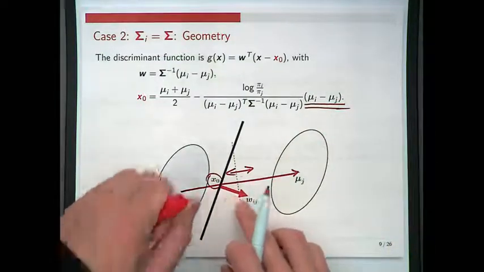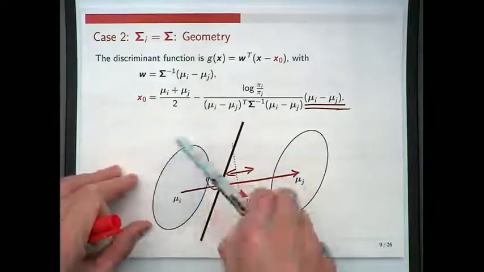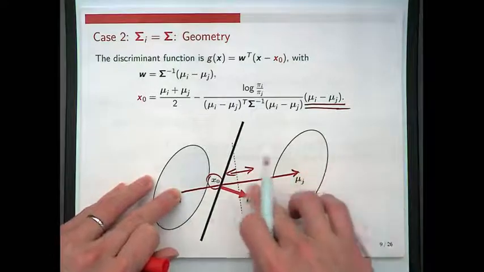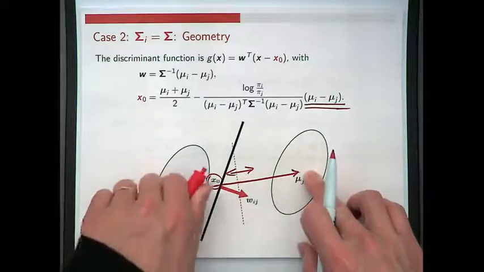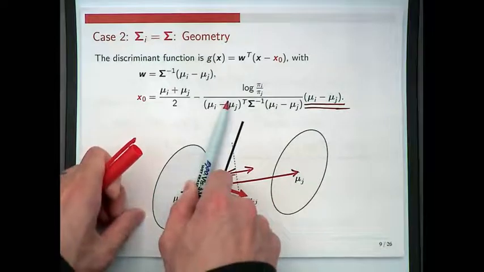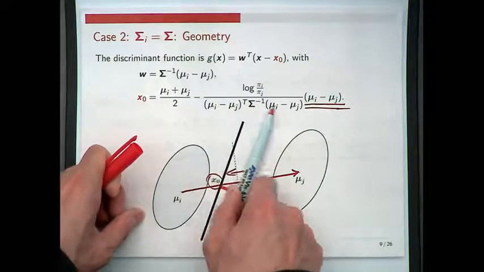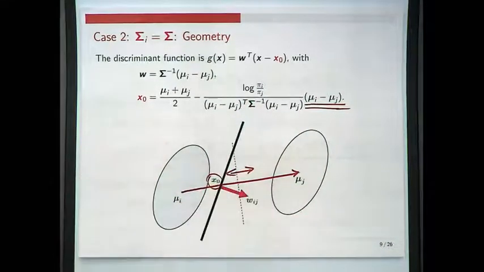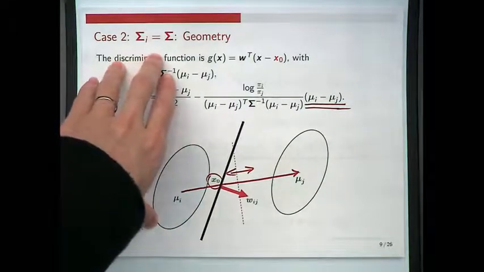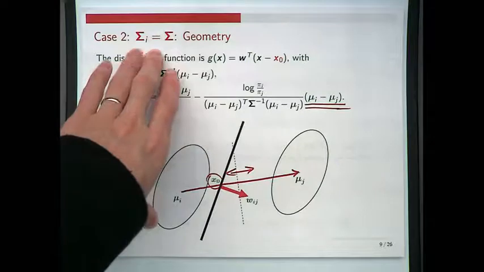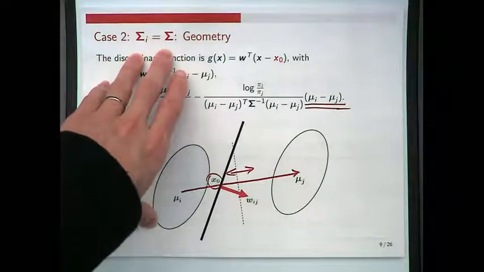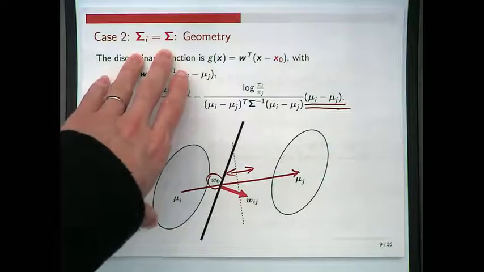So x0 is not moving here. You won't move off this axis. You're still moving along this line from mu i to mu j. So you're just moving this line to the left or to the right. Do you guys see that? All right. So that is the geometry of case 2. It's still pretty manageable, and it has a little bit more expressiveness than case 1. Case 1 is just very, very restrictive.